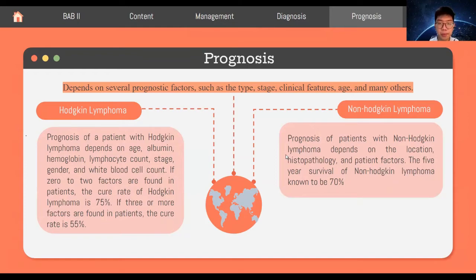The prognosis of lymphoma, both Hodgkin lymphoma and non-Hodgkin lymphoma, has improved dramatically in the last 2 decades. The improvement of prognosis is caused by more effective staging of the disease and less toxic combination of the treatment. The prognosis of lymphoma depends on several prognostic factors, such as type, stage, clinical features, age, and many others. The stage of lymphoma is currently the most important prognostic factor. Hence, assessing the stage of lymphoma as soon as possible is crucial.